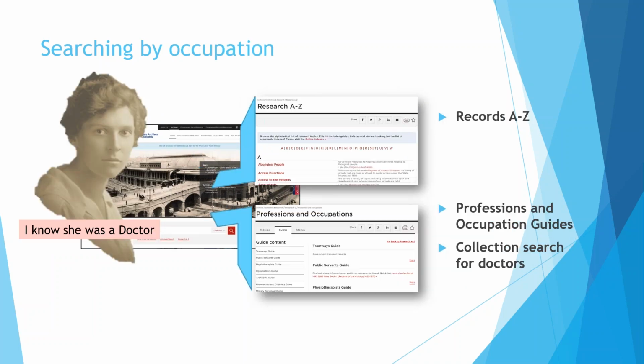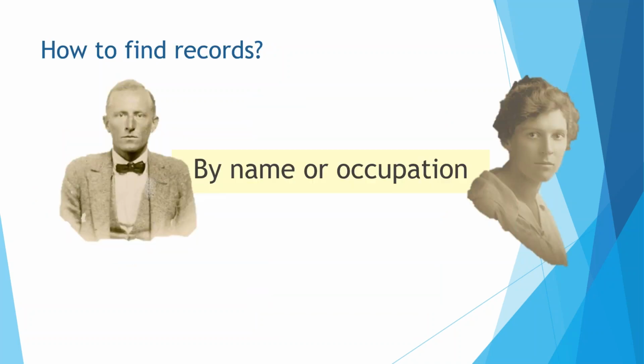The other way to search is if you know the occupation. I know she was a doctor. You can go into research A to Z. You can then drill down to doctors or another occupation and find out what we have and what years they cover. We also have the professions and occupations page, and that should also take you through to different occupations. And at the moment, collection search is the only one that will list out occupations by name of the person. So to answer the question I posed at the beginning of the talk, how do I find records? It's by name or occupation.